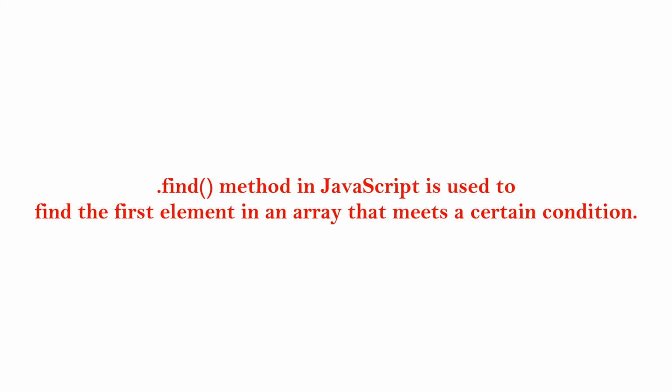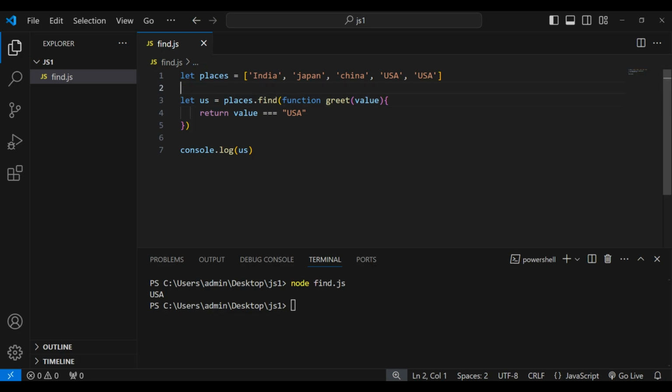So find method returns the value of the first element in an array that satisfies the given function. Here we have given a function and a condition, right? If the first value of this array is satisfying this condition, then this find method will print that value. Although we have two USAs, the first itself is satisfying this condition, so immediately it will print this USA. That is the purpose of find method.